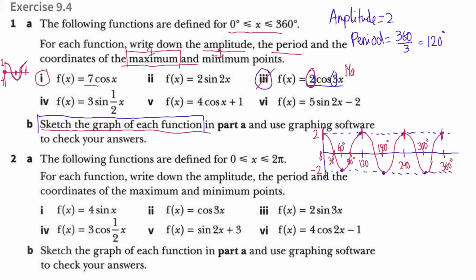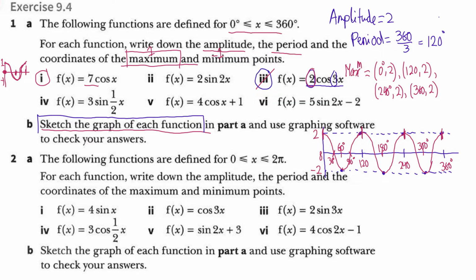Let me write the maximum coordinates. Here there are 4 points for the maximum. The first point is 0 degrees and its y value is 2, and the second point is 120 degrees and its y value is 2. All y values are the same, the maximum is 2 here. The next point is 240 degrees and its y value is 2. This is the third coordinate. The last coordinate is at 360 degrees, with y value 2. These are the maximum points.